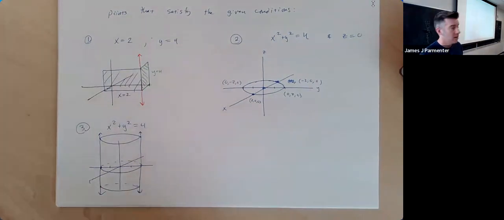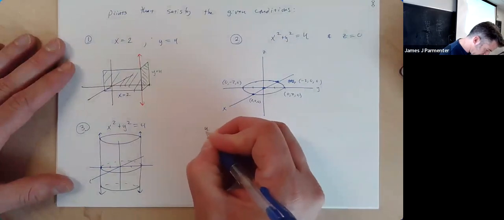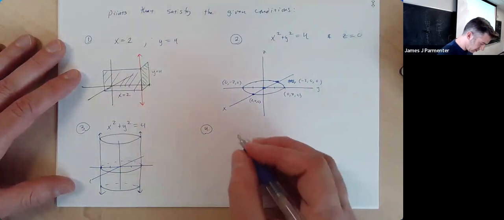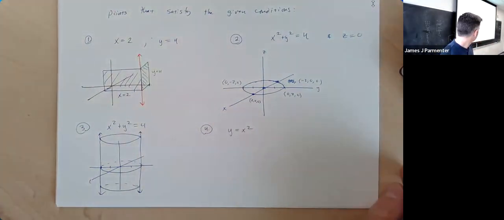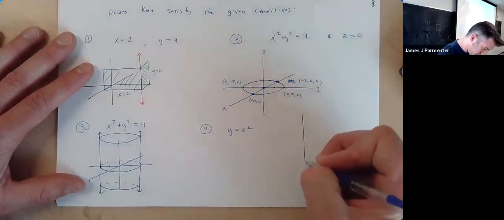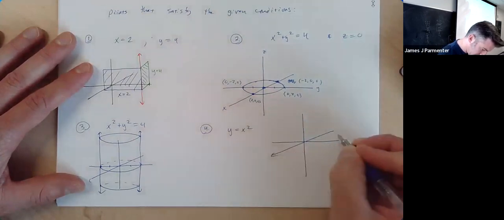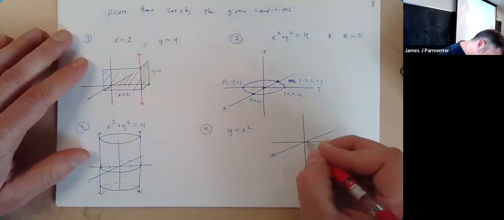Fun fact, not fun fact, terrible fact, actually, not my favorite fact. Let me show you what I mean. Let's say we wanted to graph y equal to x squared, which is a parabola. And hopefully I don't mess it up too much.